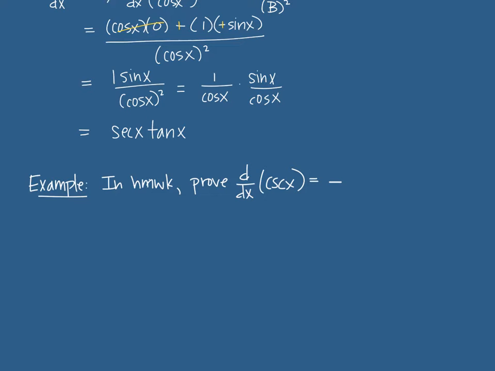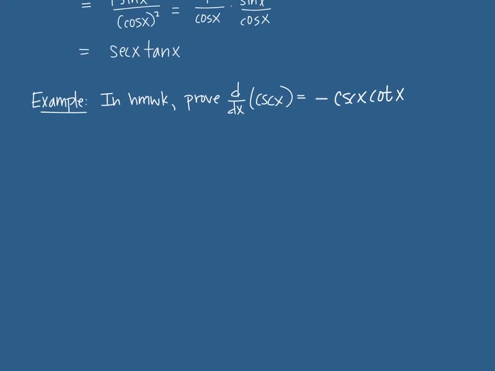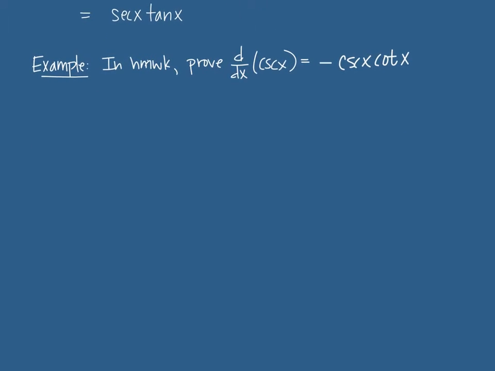And then based on what it turned out to be for secant, can you take your best guess at what cosecant might turn out to be? If secant turned out to be secant tangent, what do you think cosecant's derivative would be? Cosecant cotangent, and you're exactly right. Okay, that's the parallelism to it. You're going to prove that using the quotient rule.